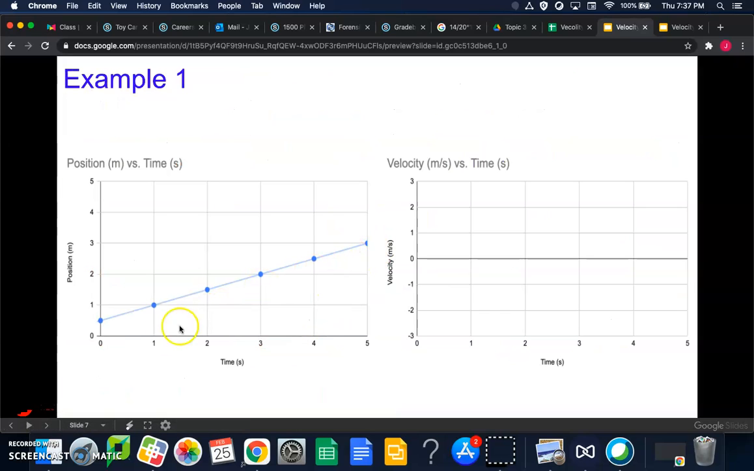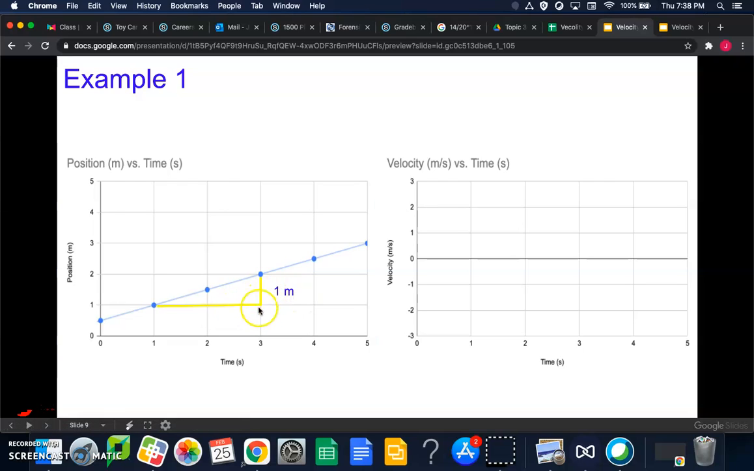So here we've got a position versus time plot, and then we're going to turn it into a velocity versus time plot. So the first thing we need to do is figure out for this object, what is its velocity? Now we've been doing that over the past few days. Again, we do that by finding the slope. First we're just going to put the rise and the run on the graph, and then we'll calculate what the rise and the run are.